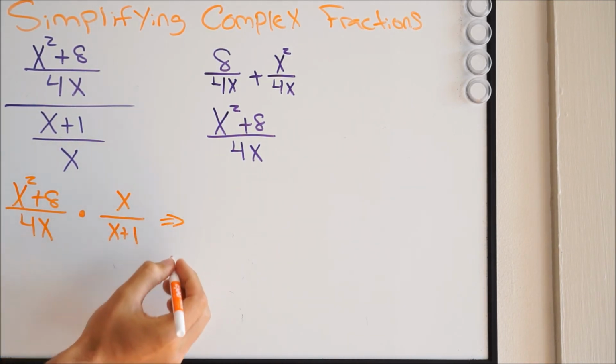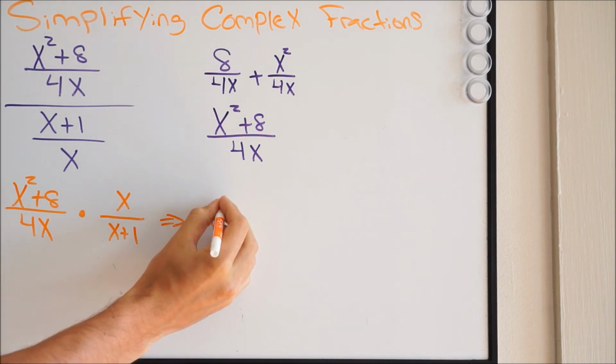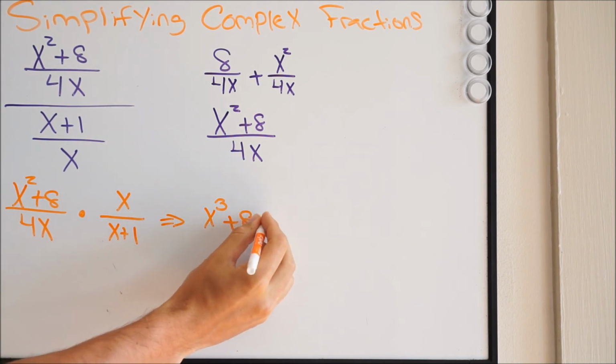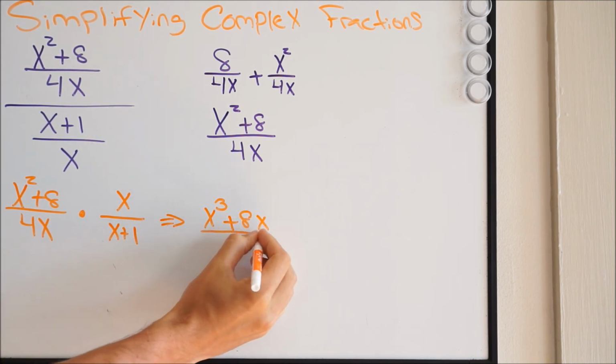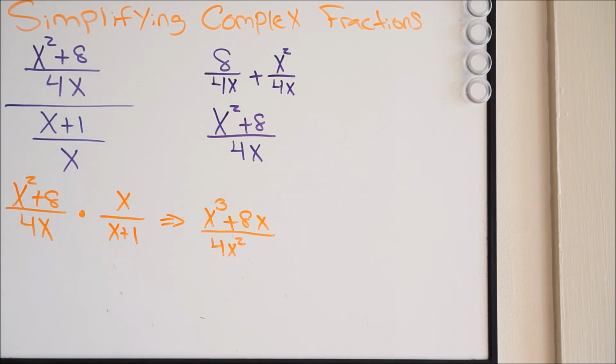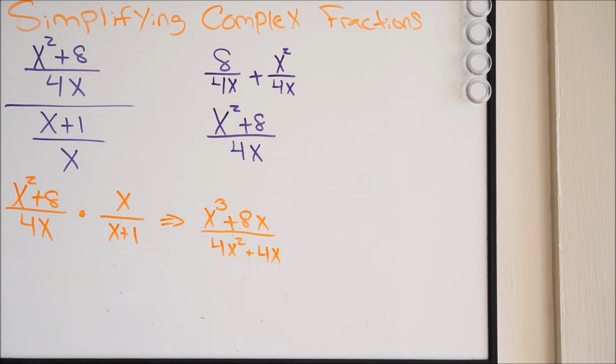Now, let's go ahead and just do this out. When we do this out, we'll get x cubed plus 8x, and this will all be over 4x squared plus 4x.